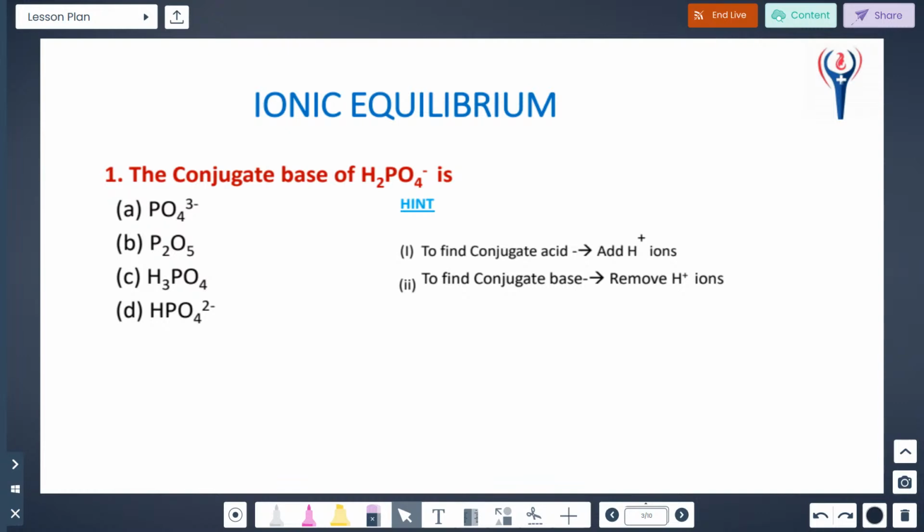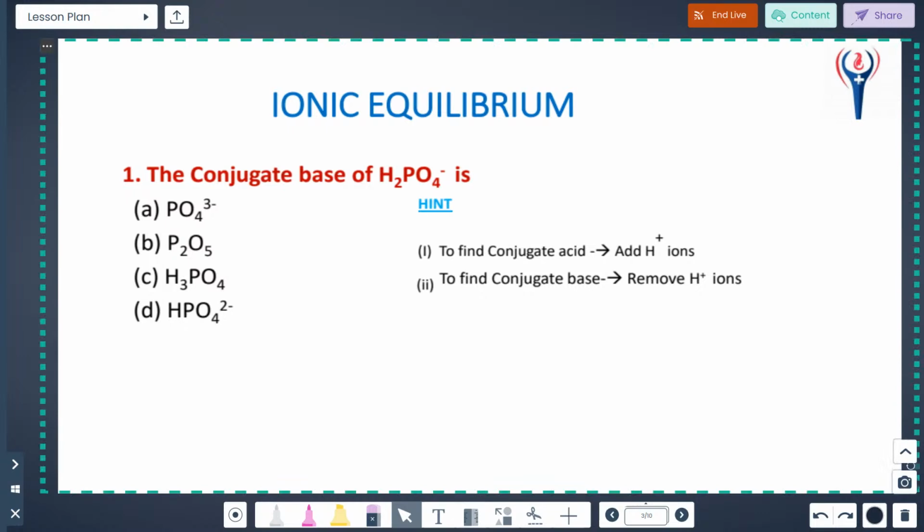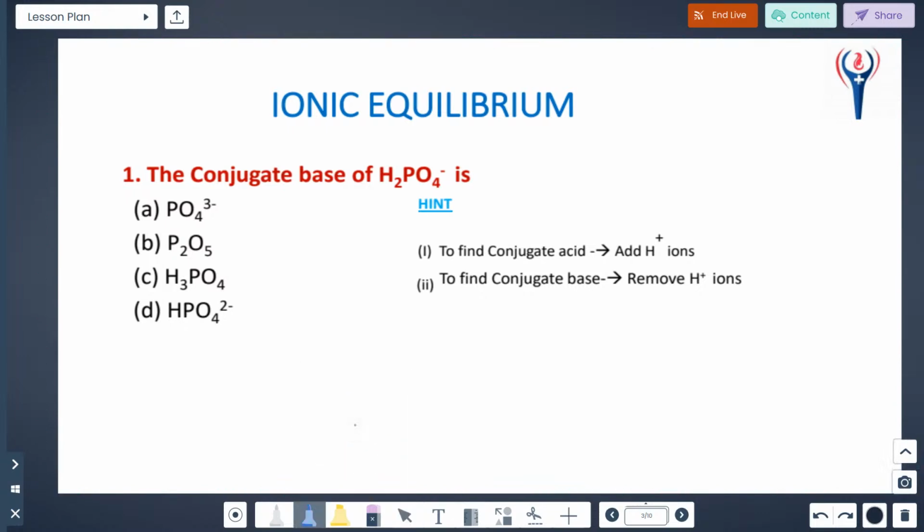So for the conjugate base, remove one H plus ion. If you remove one H plus ion from this, what happens? We get HPO4. Understood? Then already one minus is there, no? So here one more minus will come. That is 2 minus. Understood? Are you following? To find the conjugate base, remove one H plus ion.